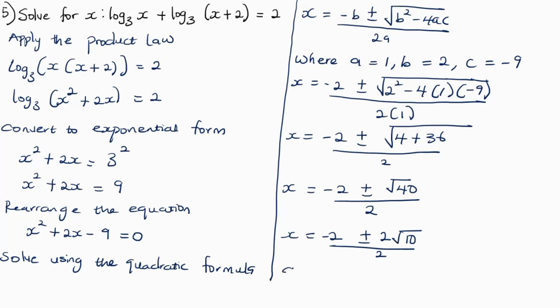So divide through by 2. Dividing through by 2, we have x is equal to minus 1 plus or minus root 10. Okay, so this is our answer. So we have this right here. Now we already know that x is equal to minus 1 plus or minus the root of 10.